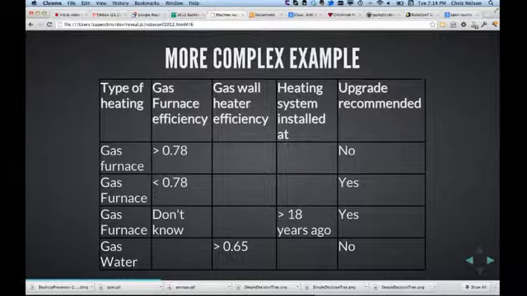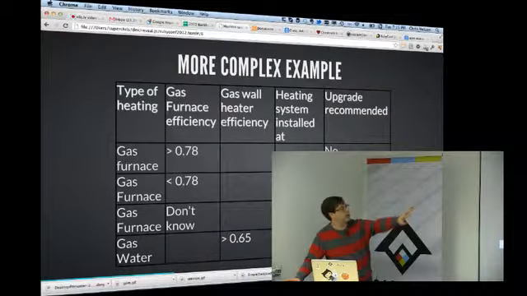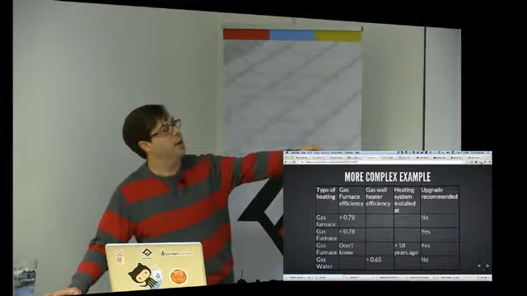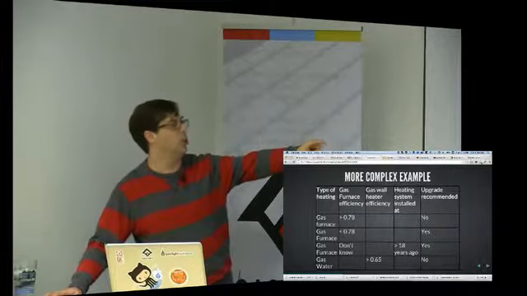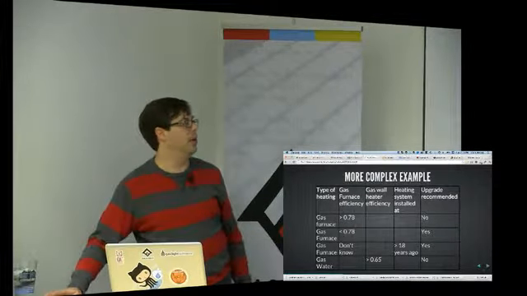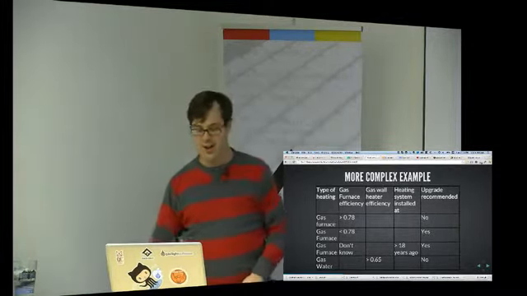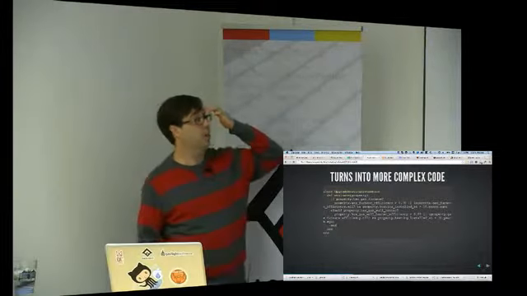If they have gas furnace heating, is the efficiency above 0.78? I forget the specific units there, but it's not really important. If it is, well, then that's fine. Don't recommend an upgrade. If it's under that threshold, go ahead and recommend the upgrade. If I don't know what the efficiency of my gas furnace is, well then, was that heating system installed more than 18 years ago? And if so, recommend the upgrade. So it quickly becomes fairly complex, and as you might guess, it becomes somewhat more complex code-wise to implement.